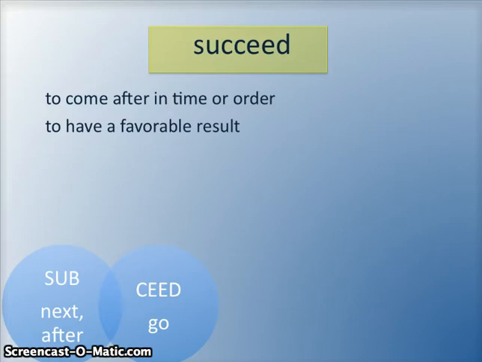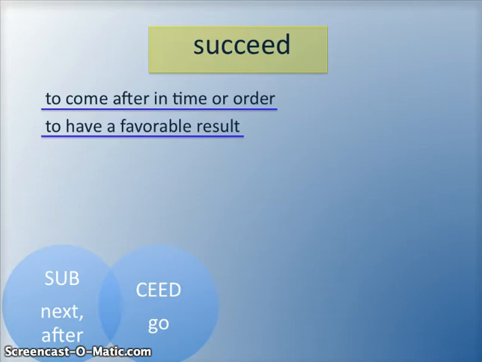So our next word is succeed. It comes from the roots sub, meaning next or after, and cede, go, so go after. Something that succeeds comes after in time or order. There's another definition as well, to have a favorable result. So these two definitions are very different. I want you to highlight and underline here both definitions, but listen to the difference. So the first meaning, to come after in time or order.